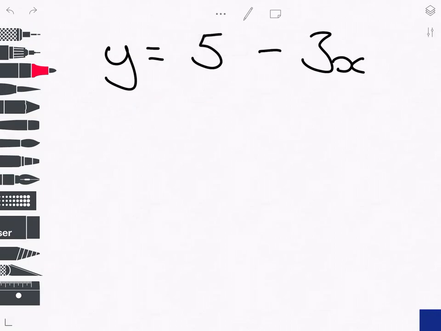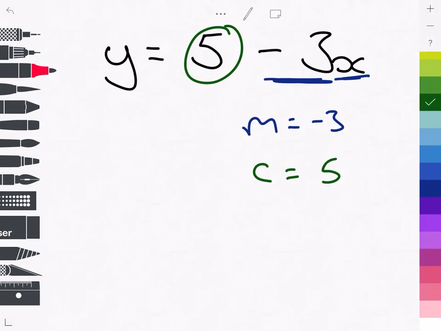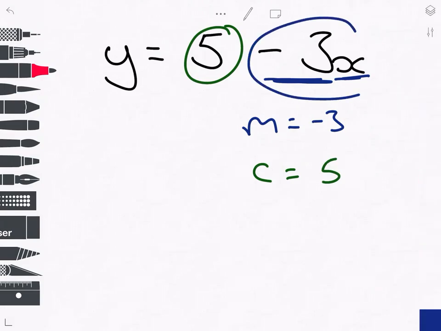So all you've got to remember is that the gradient is always next to the x. It's always the coefficient of x. So what's next to the x? It's the minus 3. So then what's the intercept? It's the other bit. And this is positive, so c equals 5. So just be careful if it's swapped around. Just remember the gradient is always next to the x. That's like the big thing here. It's always the coefficient of x.